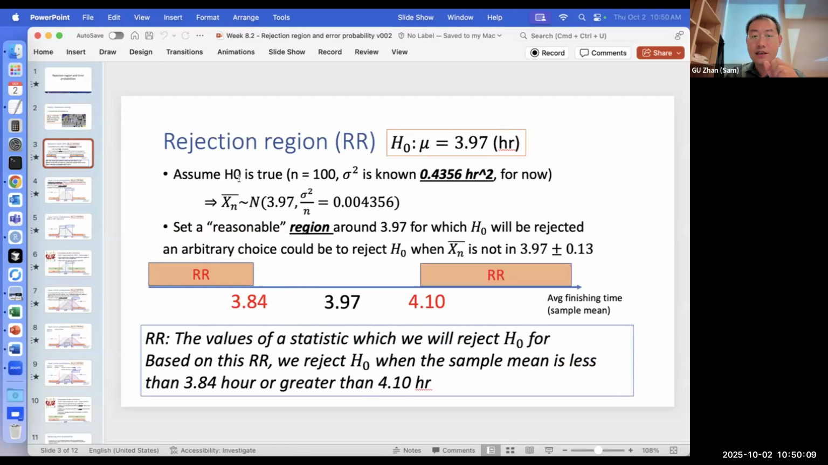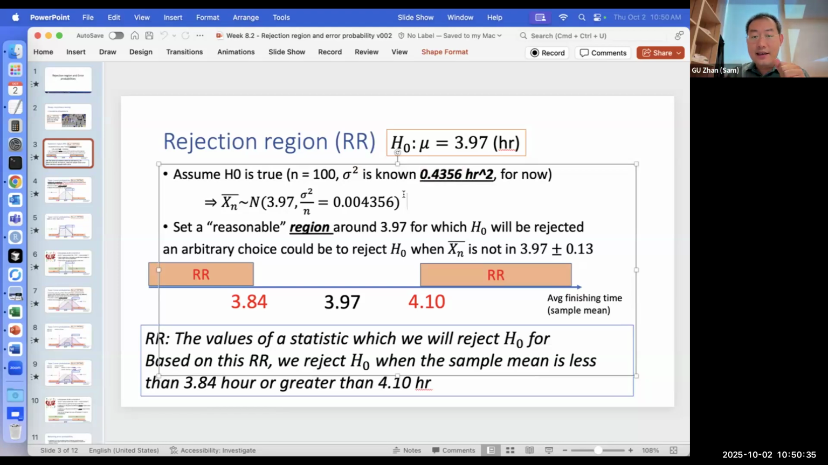So now assume H0 is true. You have 100 athletes. All right. So from the Excel, we have this 100. And sigma is known. So this is what I calculated and provided to you for this example. Sigma squared is the population variance. So the population variance is this value.